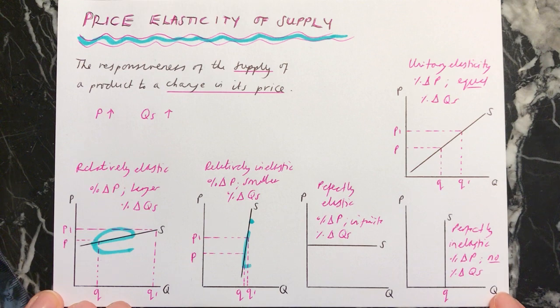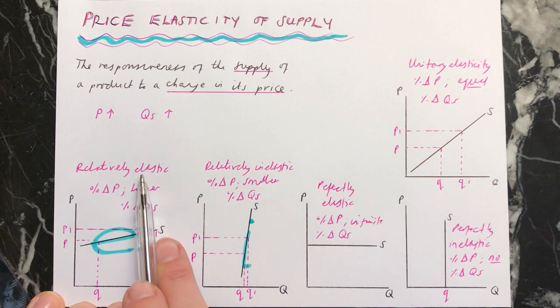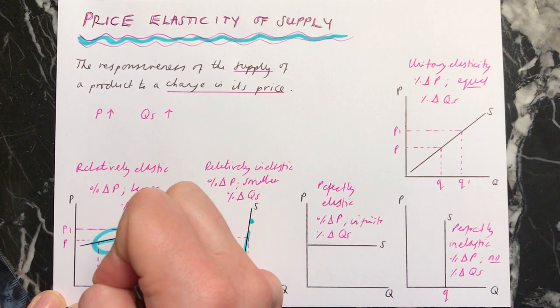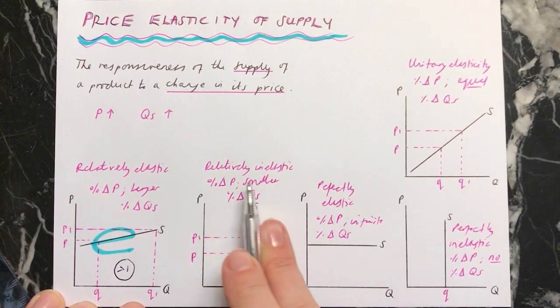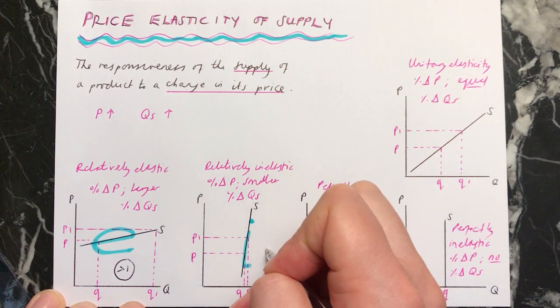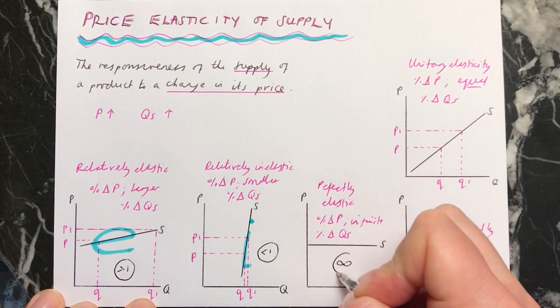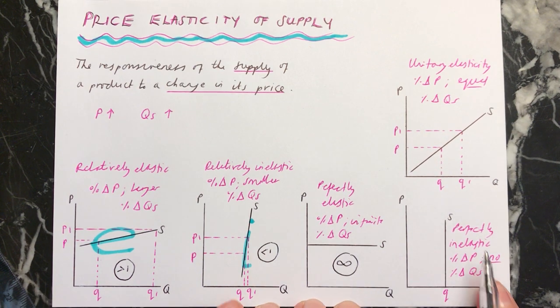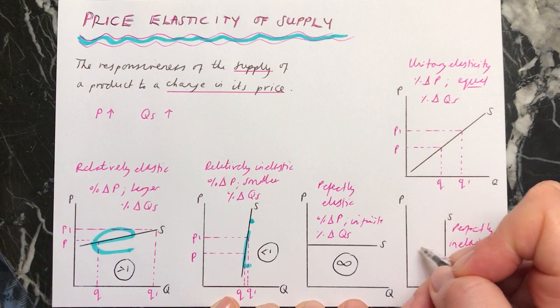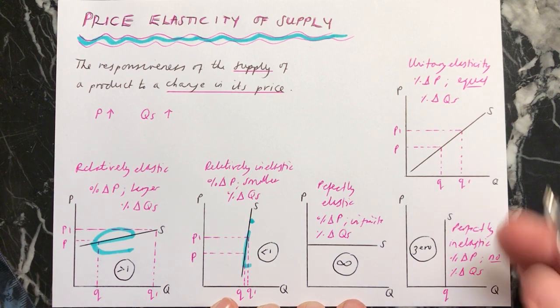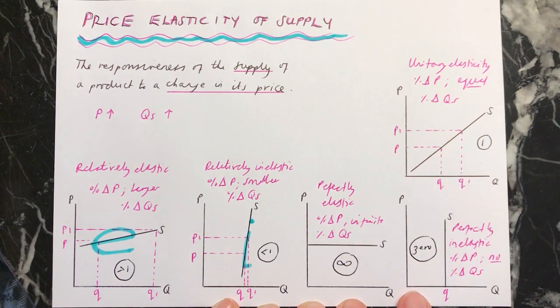We're going to look at the calculations for these, but just in brief, the values for these different curves. If it's relatively elastic, the value is going to be greater than 1. If it's relatively inelastic, the value will be less than 1. If it's perfectly elastic, the value will be infinity. If it's perfectly inelastic, the value will be 0. And if it's unitary, the value will be 1.